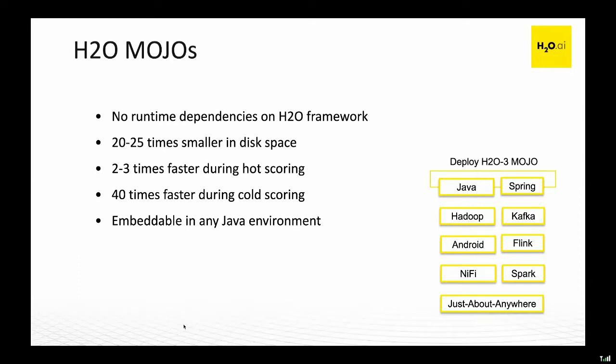Their DevOps team doesn't need to worry about bringing up an instance of the library or the platform in order to have this model in production. Everything is bundled in this MOJO, which is fantastic because you can drop it into any Java environment, Hadoop, Android, NiFi, really anywhere, any JVM environment. You just drop this MOJO and it's ready to go. And that I think is fantastic and definitely understated.